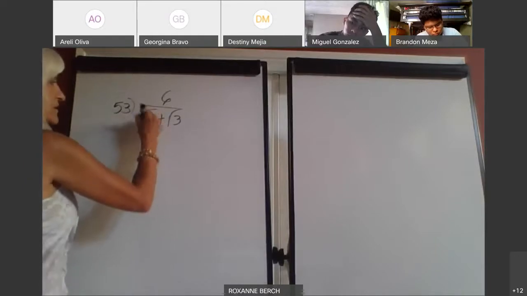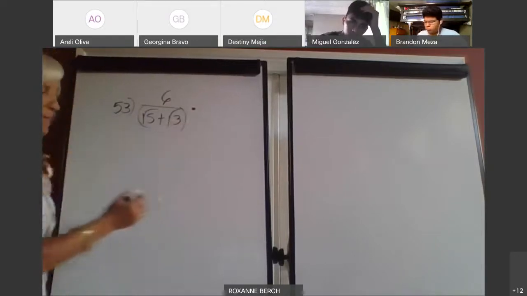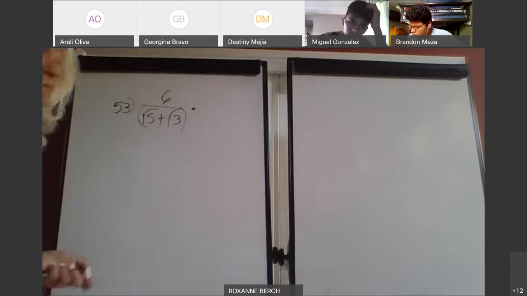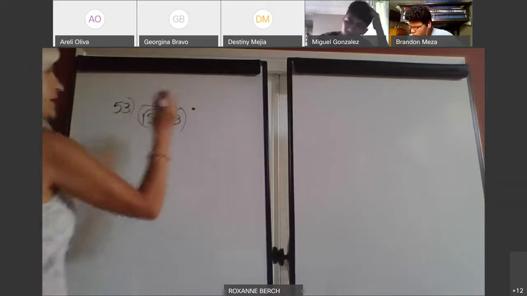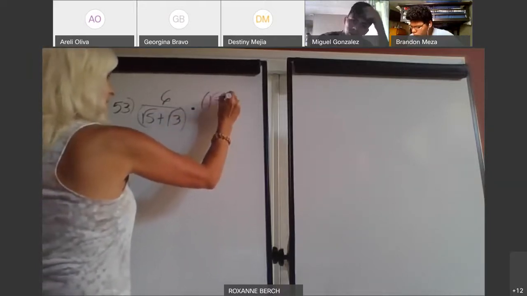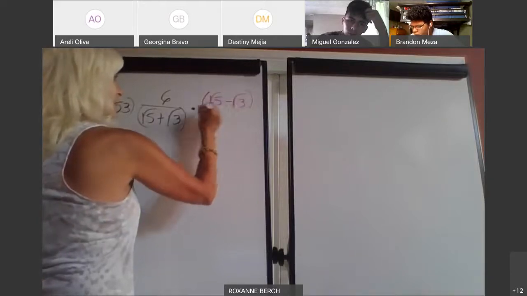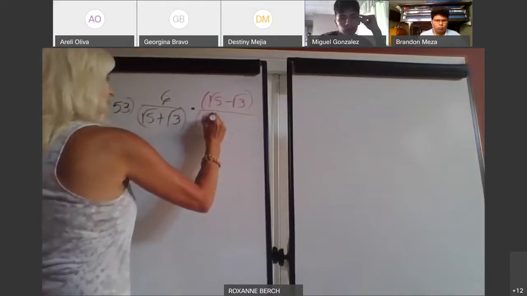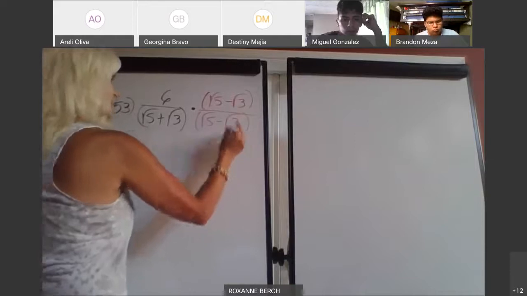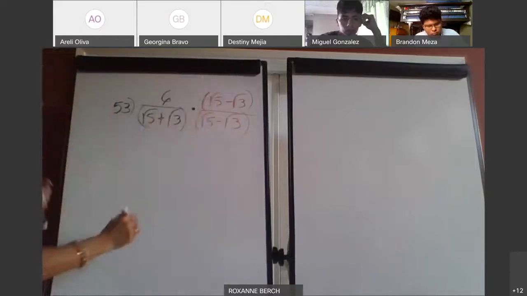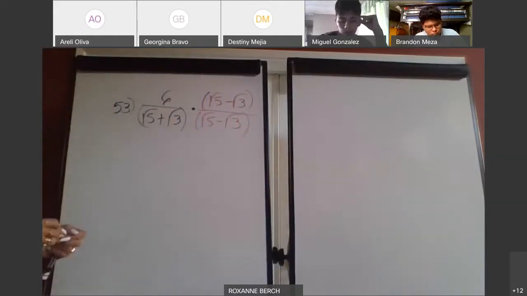Okay, on this, you have to think of that as a quantity and you have to multiply by the conjugate. So those can't be separated. You're multiplying by radical 5 minus radical 3 over radical 5 minus radical 3. The reason we can do that is because that fraction is 1 and you can multiply by 1 and not change the problem.